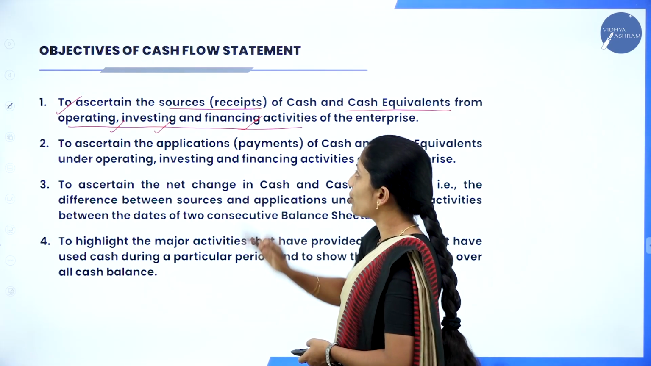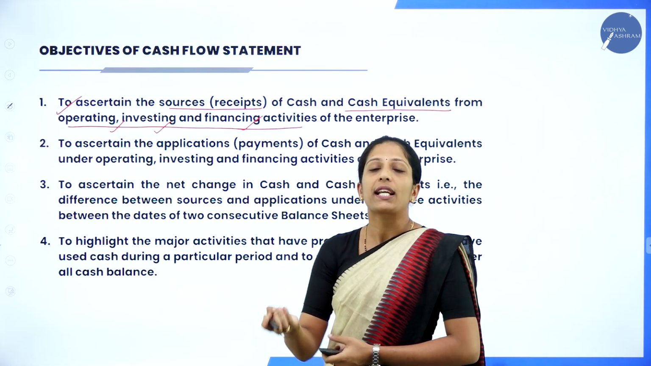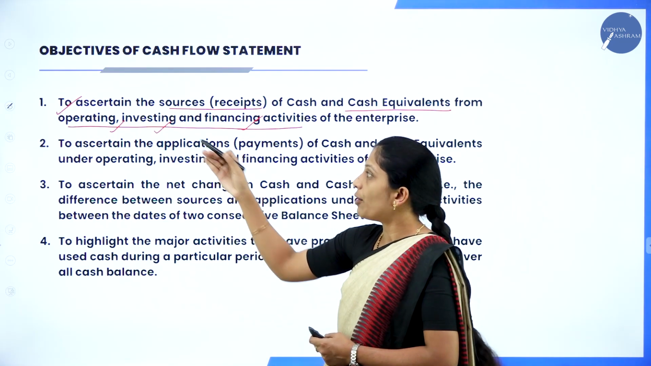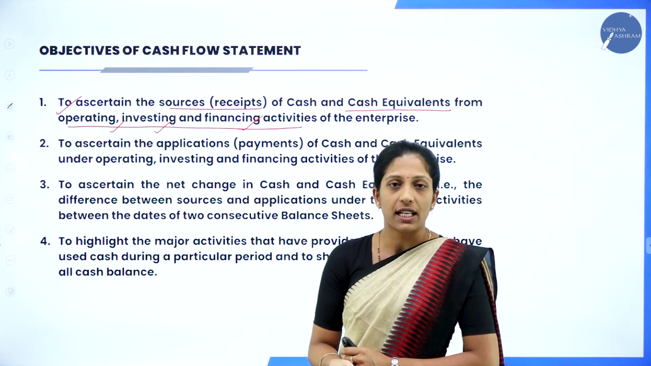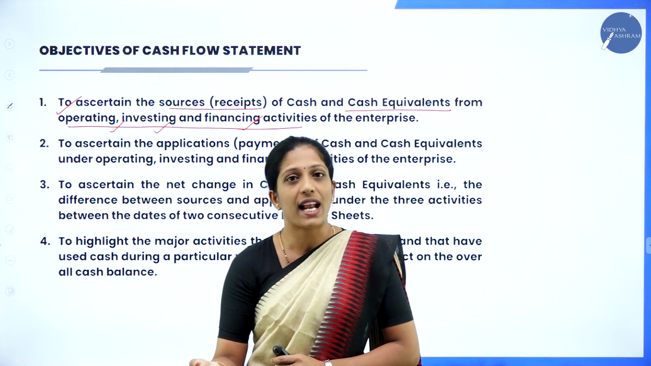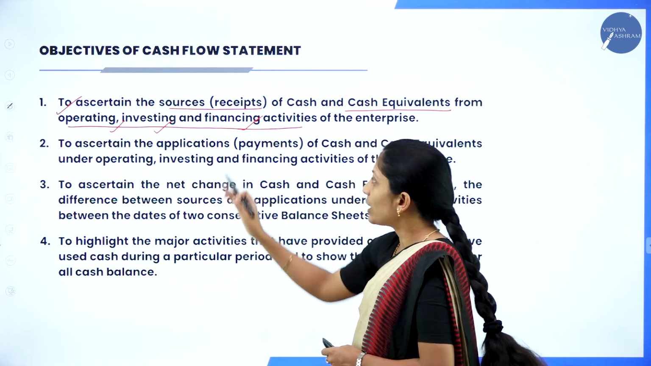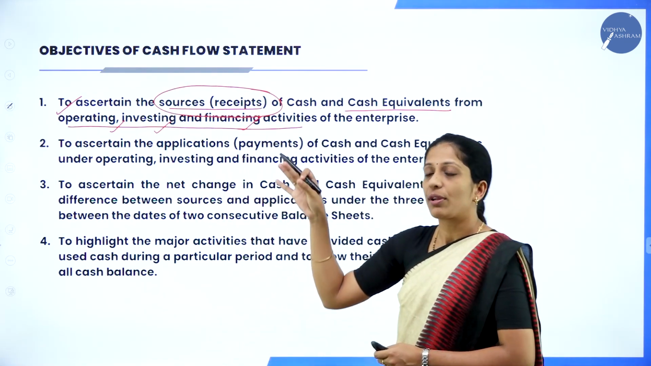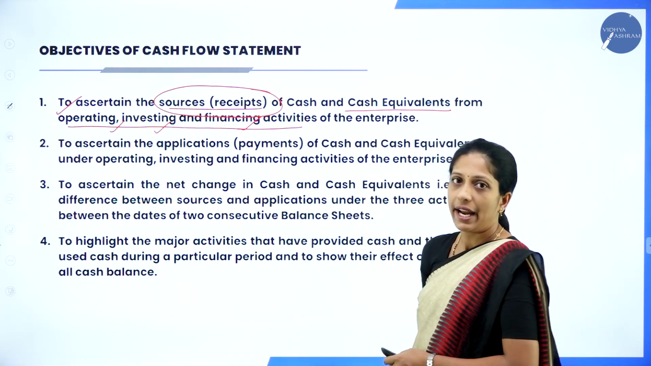So your first objective itself is, how do we get cash from these three activities? How much cash will we get from operating activities, financing activities as well as investing activities. So that is to ascertain the sources or receipts of cash from these activities of the enterprise.